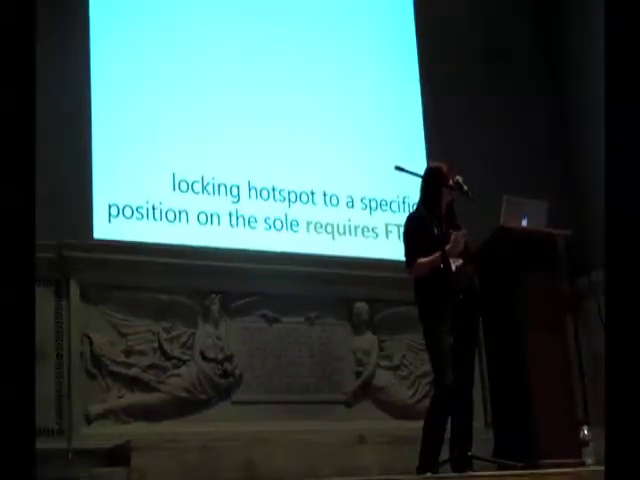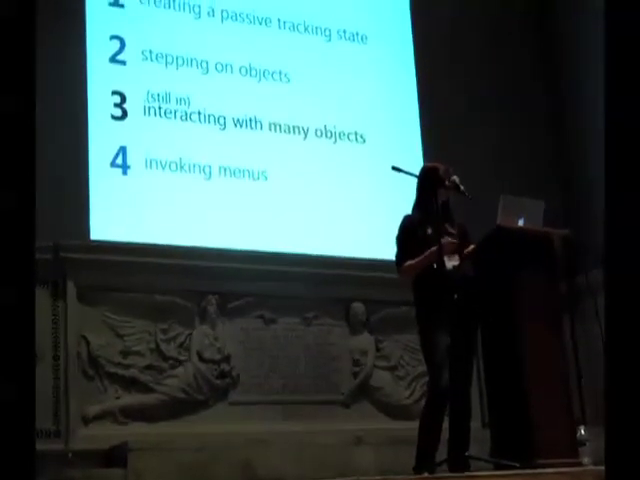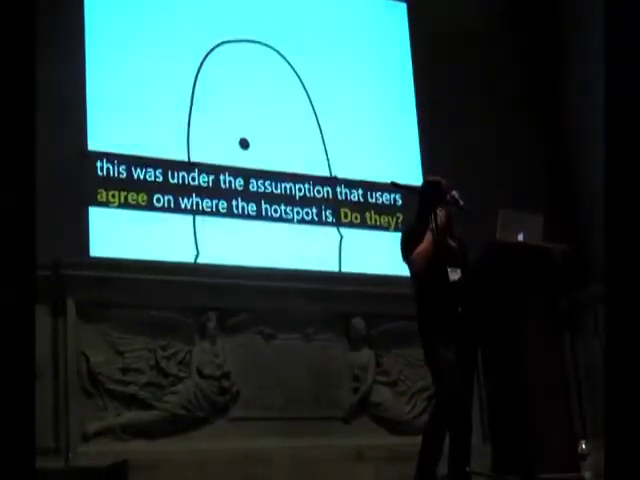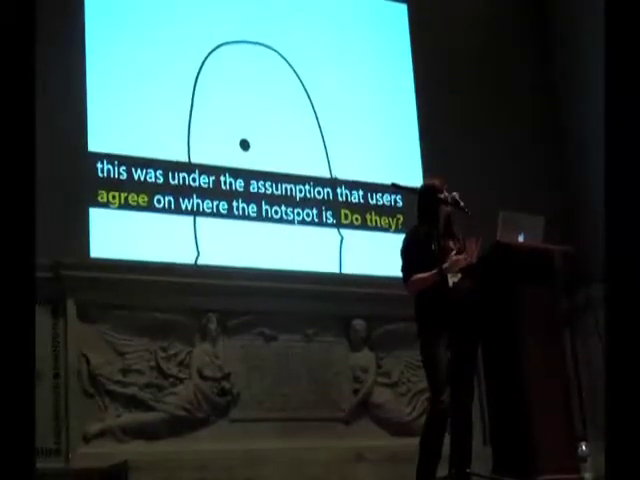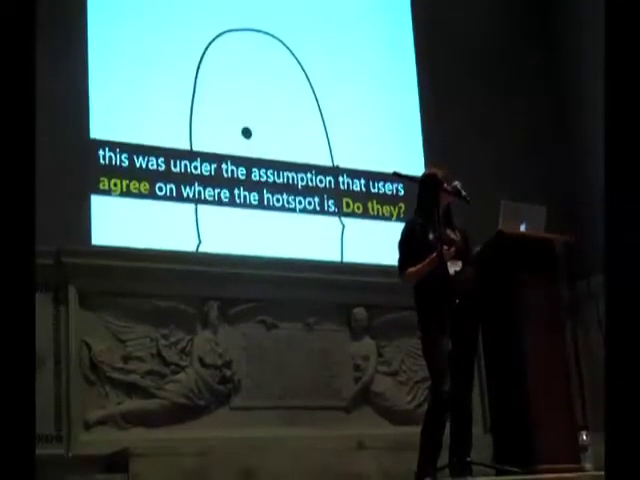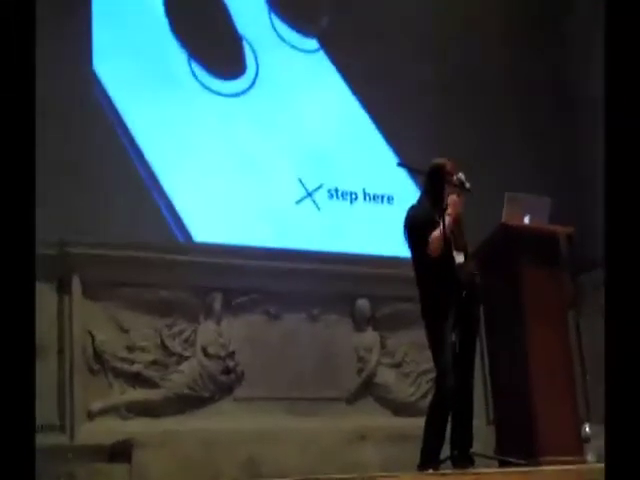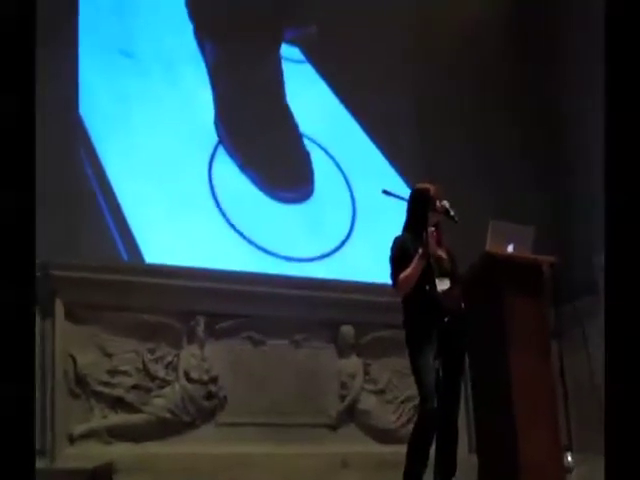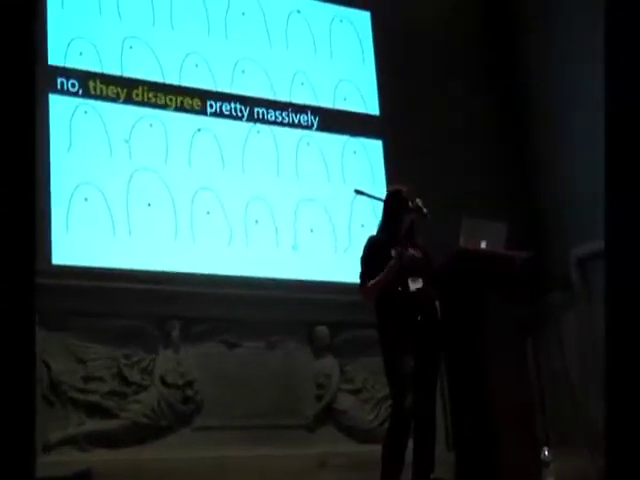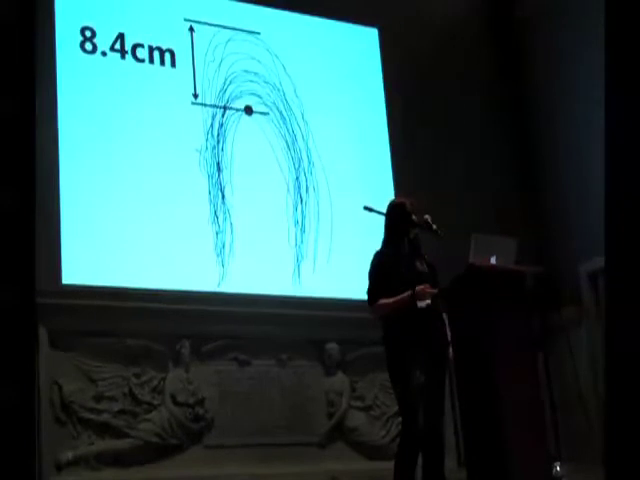Okay, so because of FTIR, again, we can lock the hotspot to a specific position on the floor. We are still interacting with many objects because this hotspot model was under the assumption that users agree on where the hotspot is. Do they really? So we conducted a small study where users should step on a crosshair, and we found out that they disagree pretty massively.